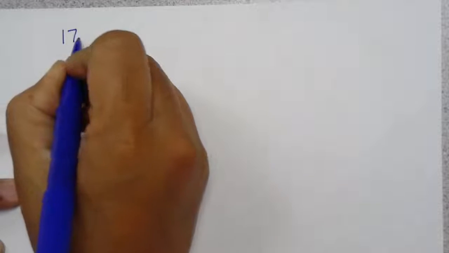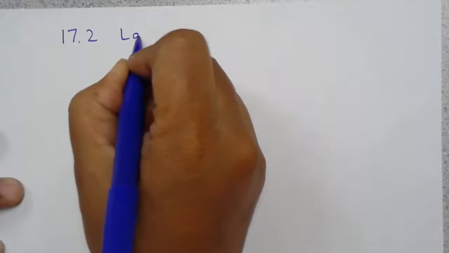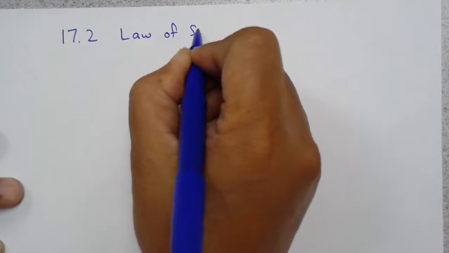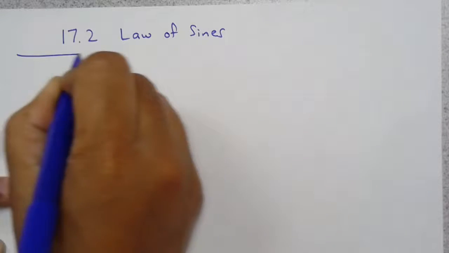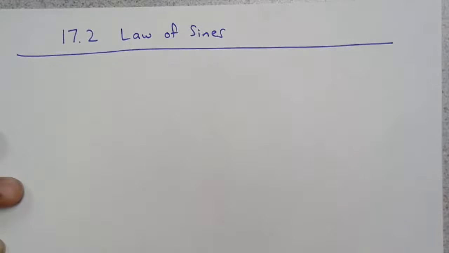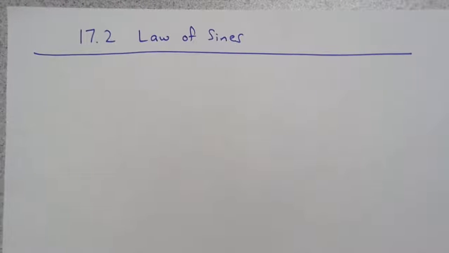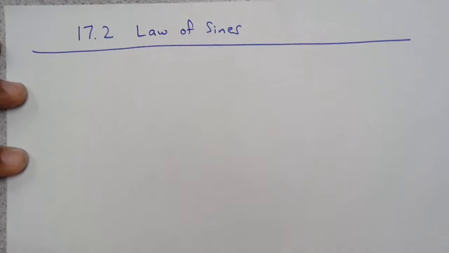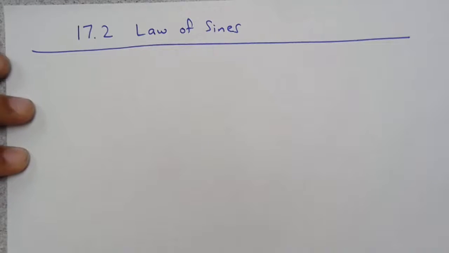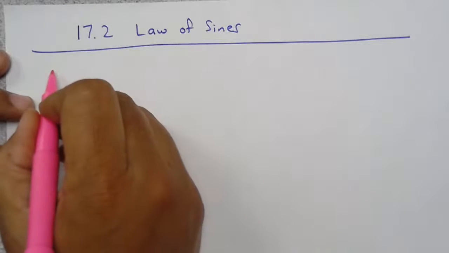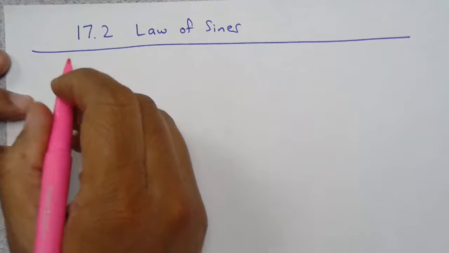Okay, we're going to go over the 17.2 section. So 17.2 is law of sines. And the first part is just showing you how we get the formula for the law of sines. You will have to memorize the formula for the test, but you don't have to know how we get the formula. I'm just going to show it to you. So if you don't want to know this part, you'll have to fast forward.